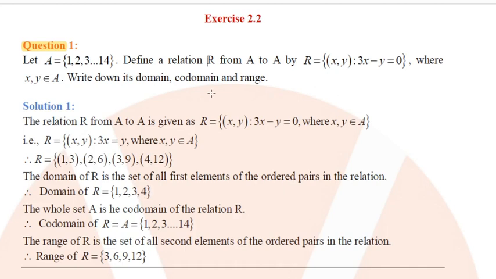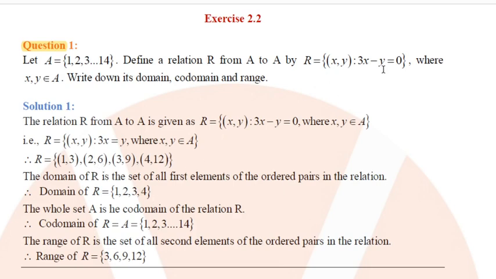Now next, the codomain. All the elements in the set A are called the codomain. The codomain is the same as the elements in the set A. Now image means range. The range is all the images of the domain elements. The domain element 1 has the image 3, 2 has 6, 3 has 9, 4 has 12.